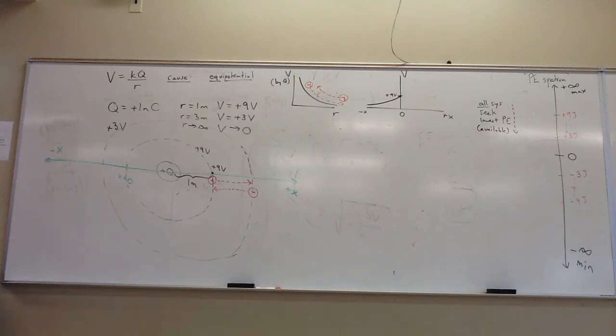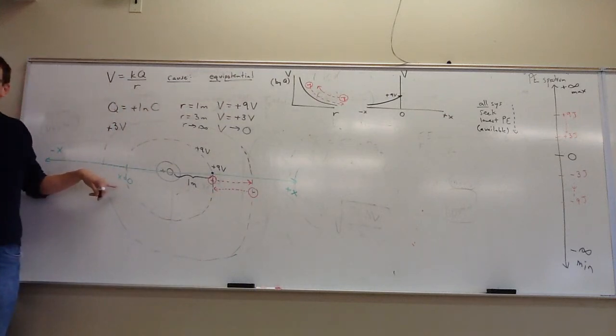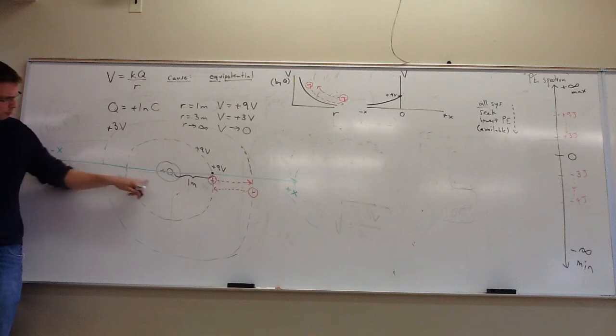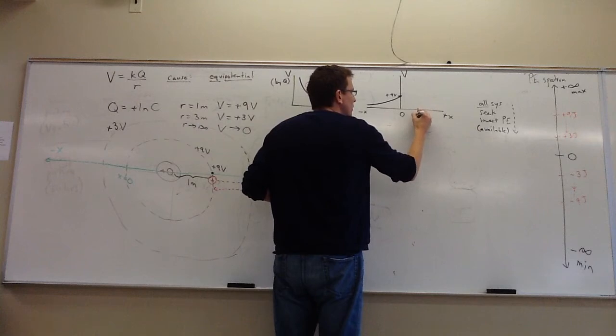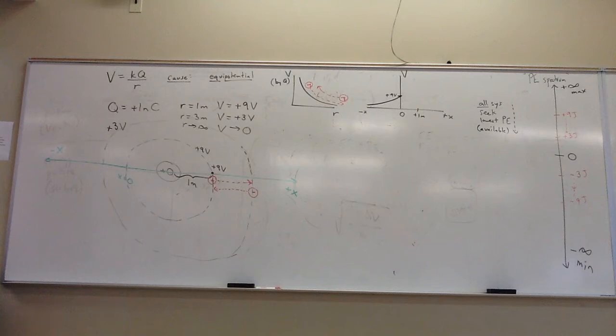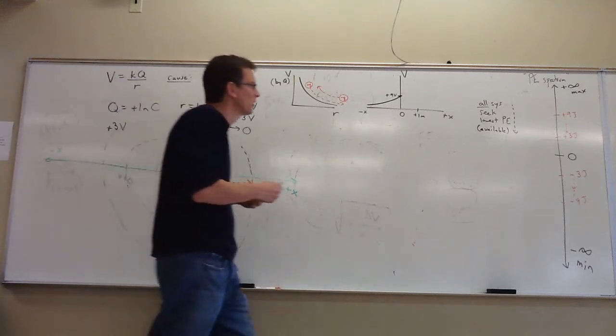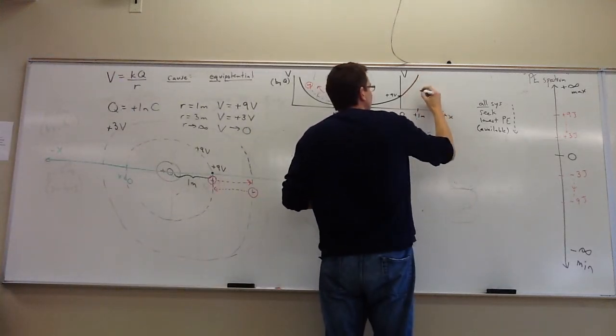And then, where the charge actually is now, what x value is the charge actually sitting on? I think it's plus 1 meter, right? So at plus 1 meter, what is our distance from the charge? 0. So what happens to the voltage? It goes up, and what happens when you divide by 0? It goes to infinity, yeah. So we have a voltage hill like this.